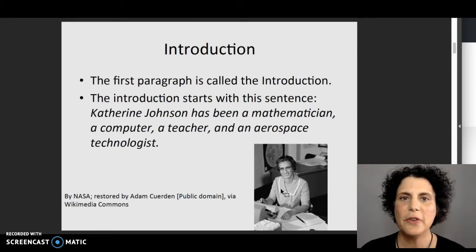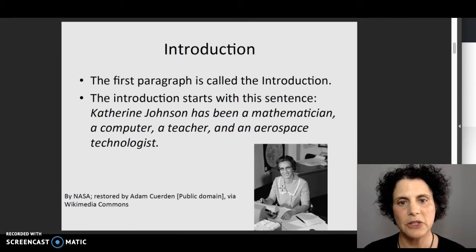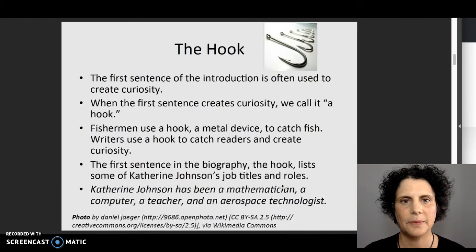Introduction. The first paragraph is called the introduction. The introduction starts with this sentence: Katherine Johnson has been a mathematician, a computer, a teacher, and an aerospace technologist.